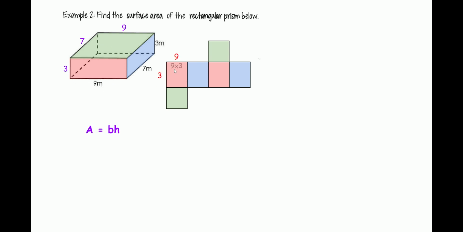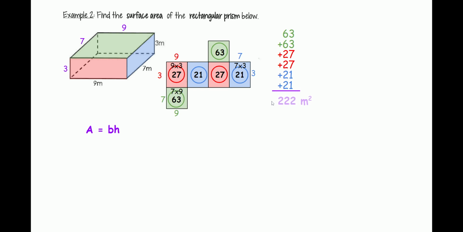So I'm going to multiply 9 times 3, which is 27, which means this is 27. My blue side, 7 times 3, is going to be 21, which makes this 21. And 7 times 9 is going to be my green area, which means this area is 63. Next, you add up all the sides, and you should get 222 meters squared.